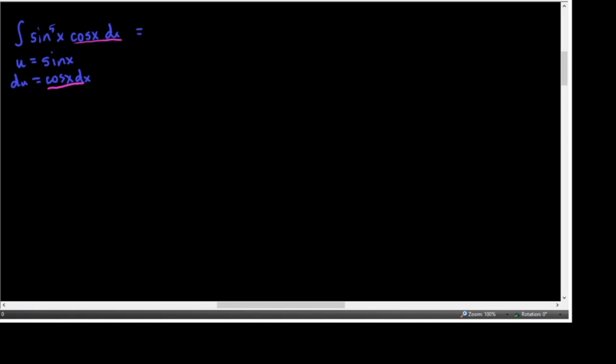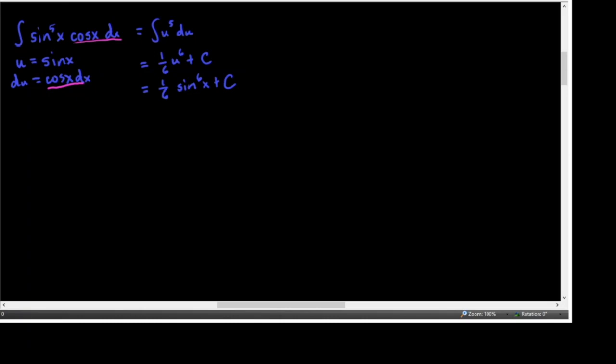And so this becomes u to the fifth du, which is 1/6 u to the sixth plus c. Going back to the original variable, that's 1/6 sine to the sixth of x plus c. So that's kind of the basic idea behind what we're going to be trying to do. But the ones that we're going to be given to look at in this section are a little bit more complicated than this one. This is one that you could have done before today using u substitution techniques.